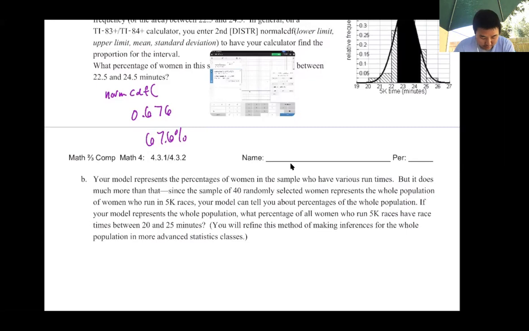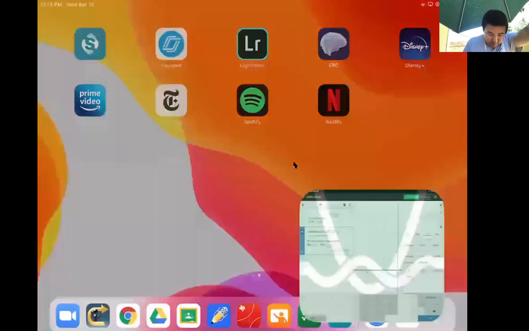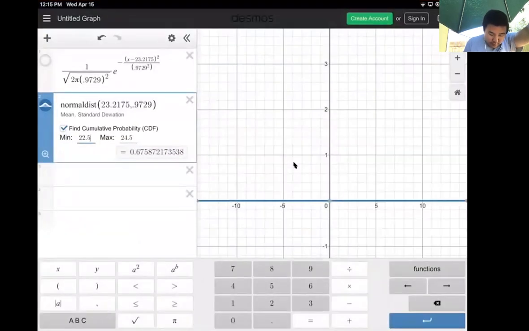Your model represents the percentage of women in the sample who have various run times, but it does not do much more than that. Since your sample of 49 women represents the whole population of women who run 5K races, your model can tell you the percentage of women in the whole population, if your model represents the population, who run 5K races that have times between 20 and 25. So essentially, you're going to do this document, same thing, and just change this.